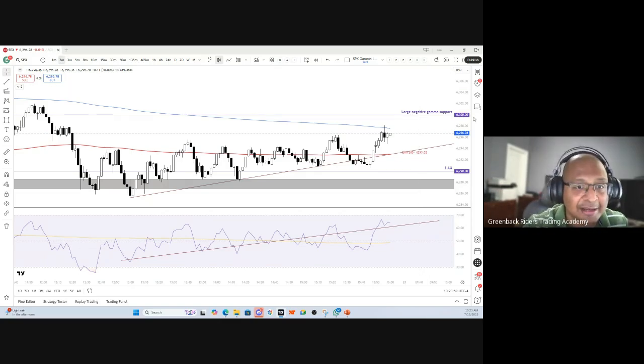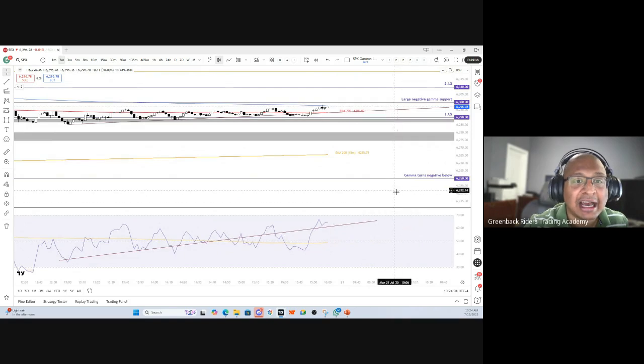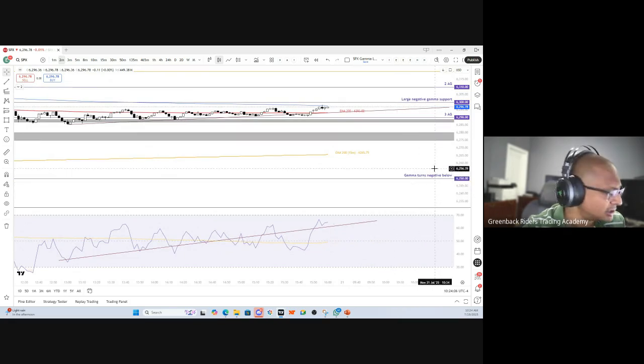Right? And that is exactly what we had on this day as well. So 6200 has the highest, I think 6200 or 6250 had the highest gamma exposures.